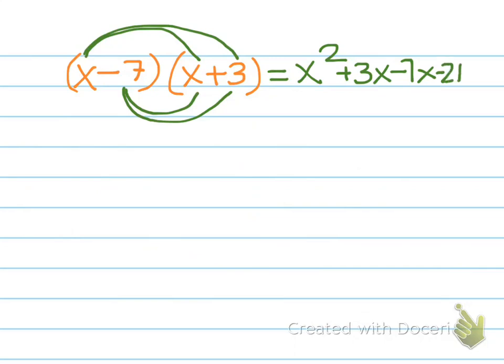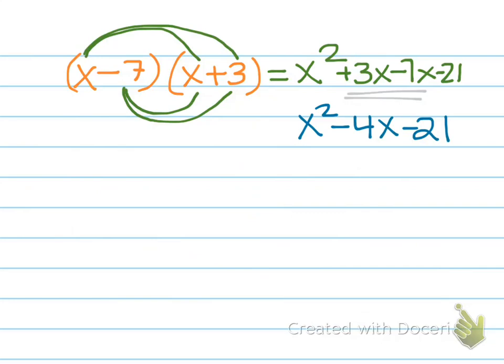Again, we have two terms in the middle, my linear terms, that I can now add together because they're like terms. So my final answer is x squared minus 4x minus 21.